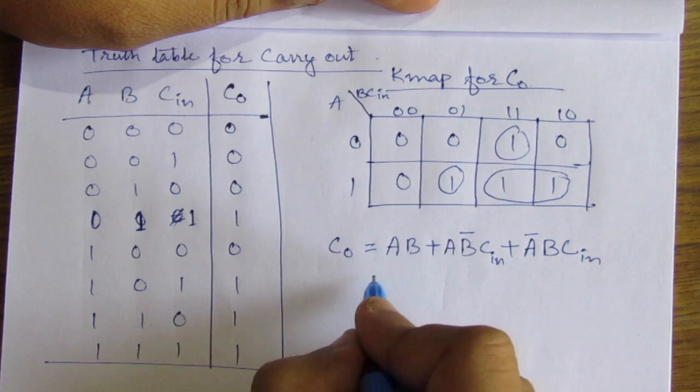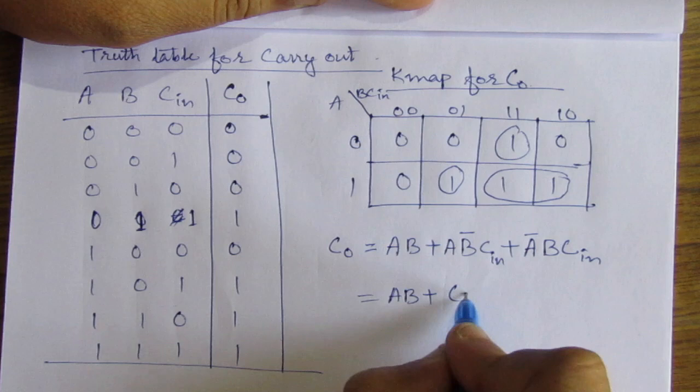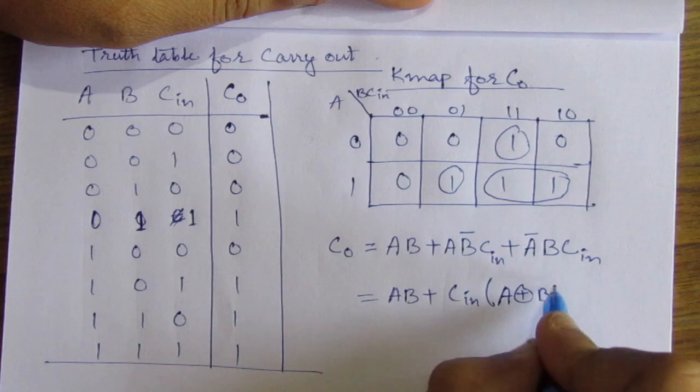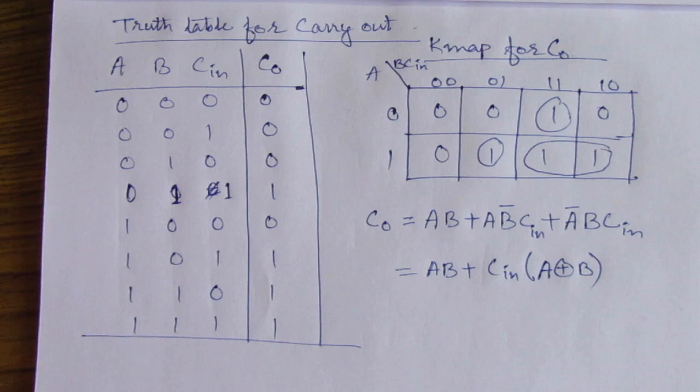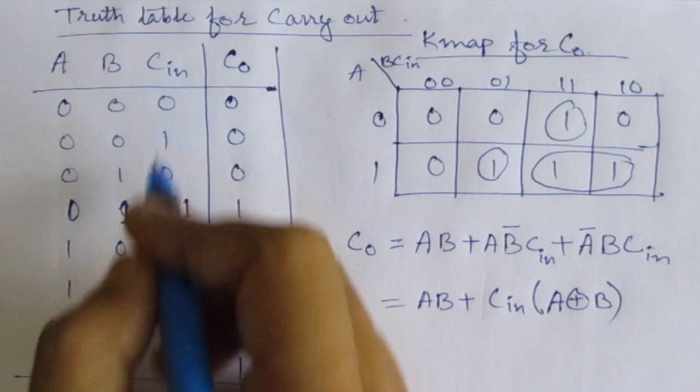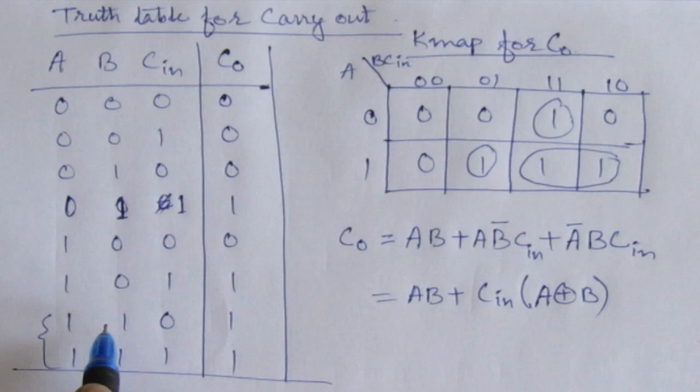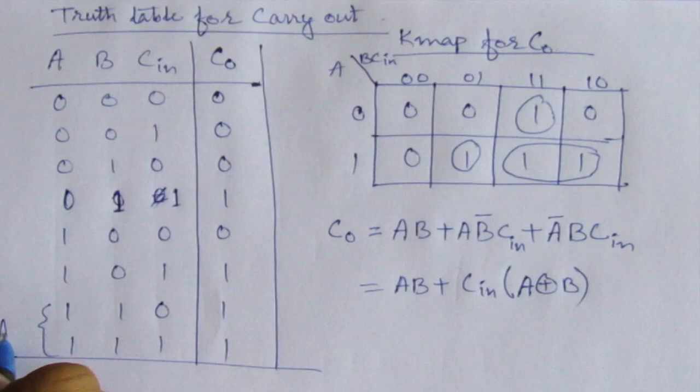Therefore we can write A B plus C in within bracket A XOR B. Here we can see, consider two cases. Here we can see that the output is 1 irrespective of the carry in. That means the carry out is dependent on the input. Here we can represent it as AB. This is the term AB.